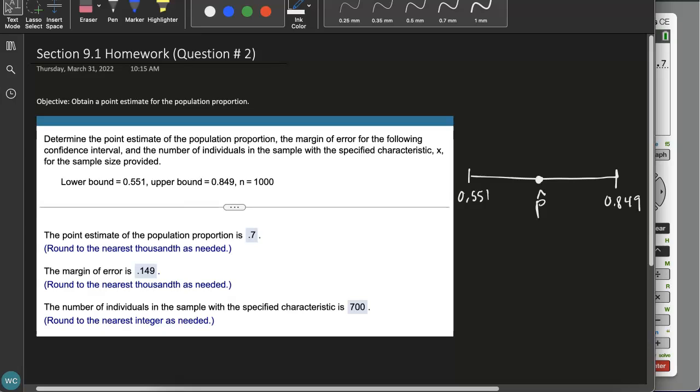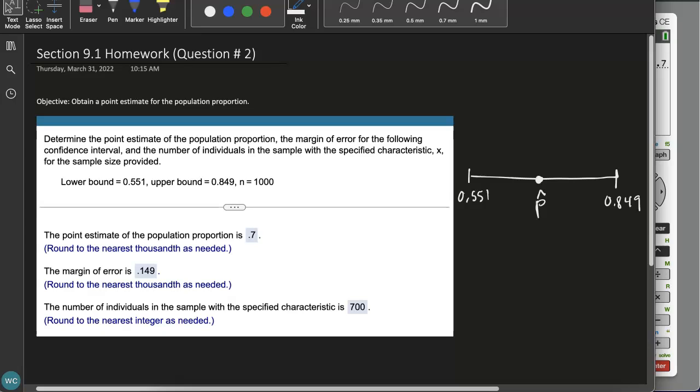In this example, we're asked to determine the point estimate of the population proportion, along with some other things, such as the margin of error for the following confidence interval and the number of individuals in the sample with the specified characteristic X. And we're given these lower and upper bounds, and the sample size is 1,000.